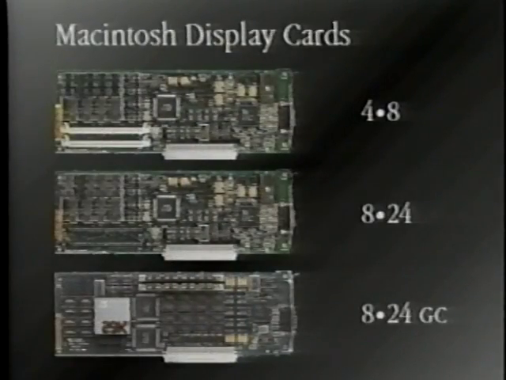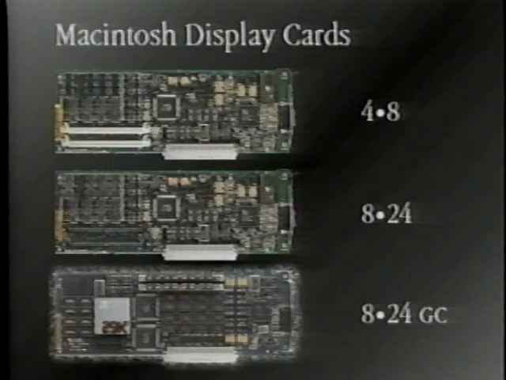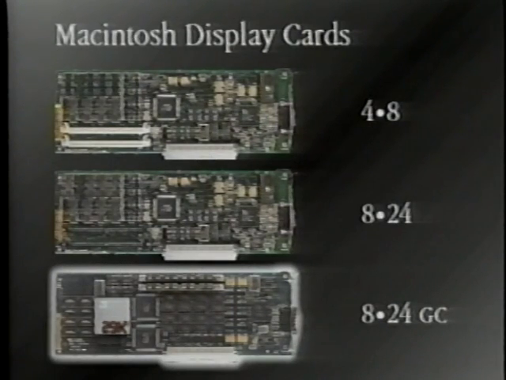The second card that we're introducing today does all the things that the first card does. It's called the 824 GC card, except it does all these things a lot faster. Here to tell you more about that card is its product manager, Mark Gonzalez. Mark?